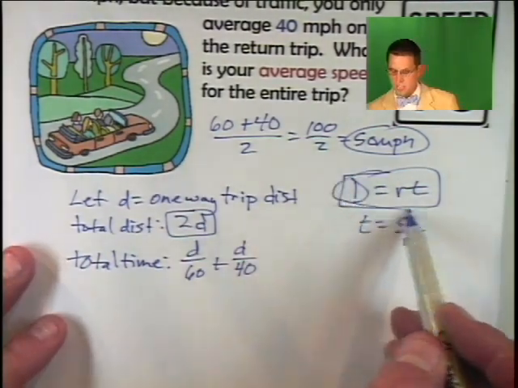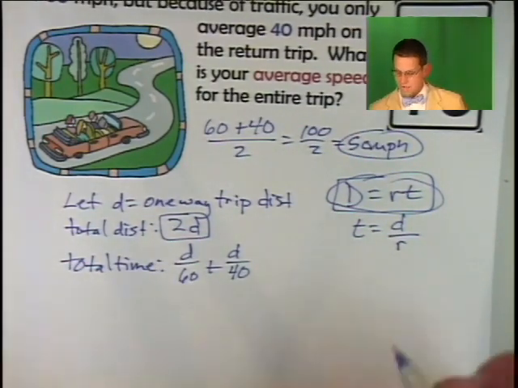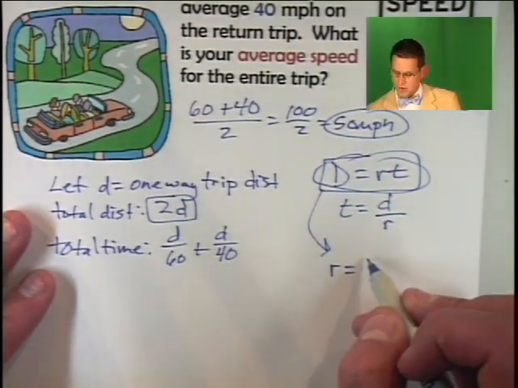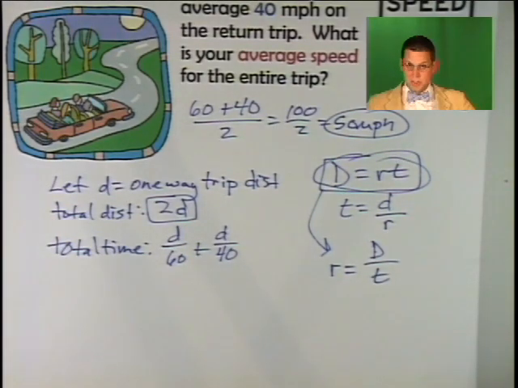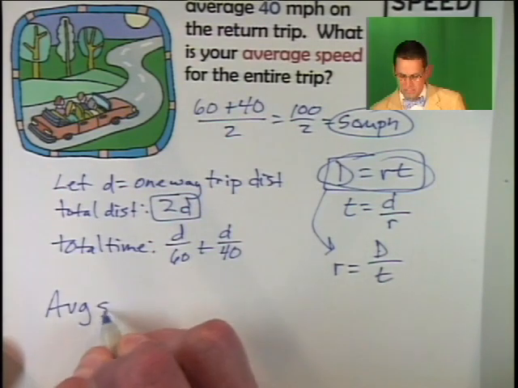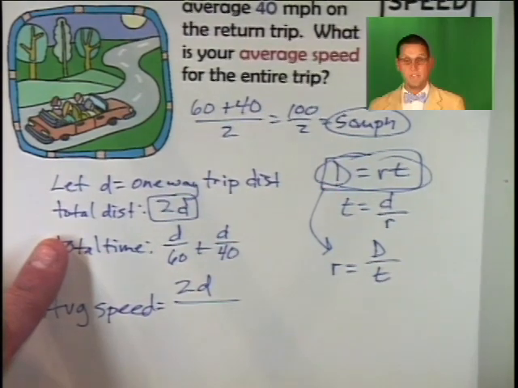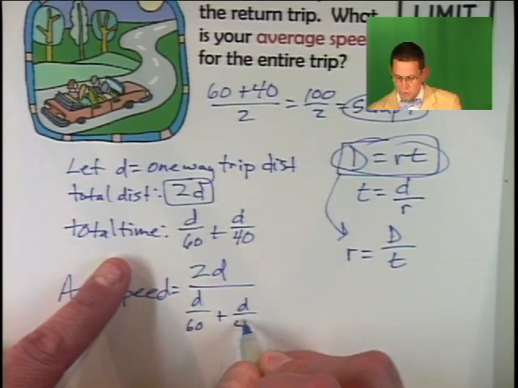Now I can use distance equals rate times time to figure out my average rate. If I solve this equation for r, I get r equals the total distance divided by the total time. If you take your total distance over the entire trip both ways, divided by the total time, you will get your average for the total. So my average speed is equal to the total distance, which remember was 2 little d, divided by the total time, which is d divided by 60 plus little d divided by 40.